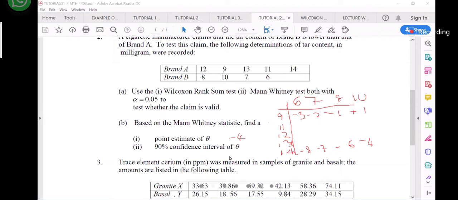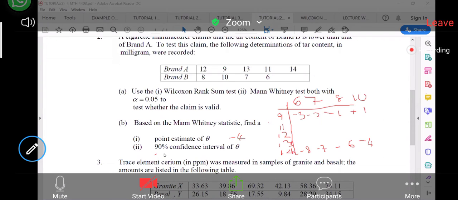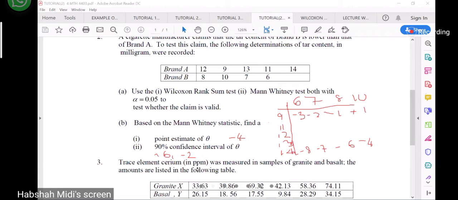And for the lower interval, what will you get? Negative 6. And the upper interval, negative 2. Okay.